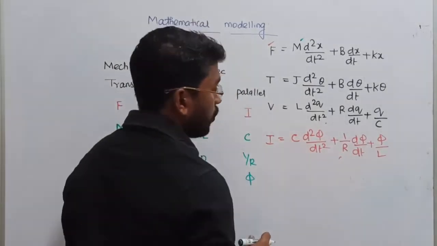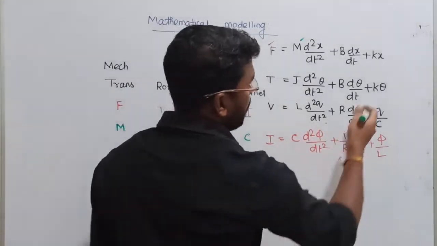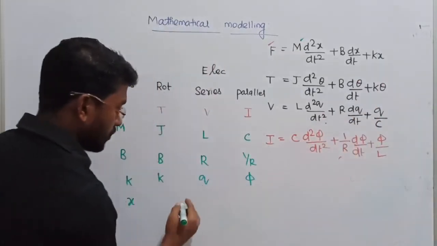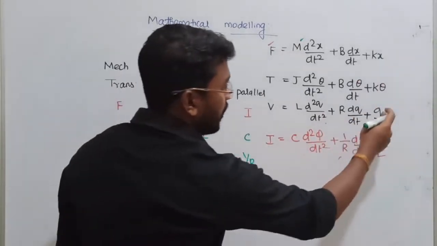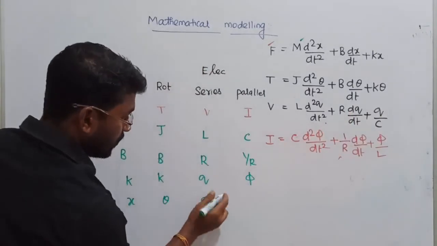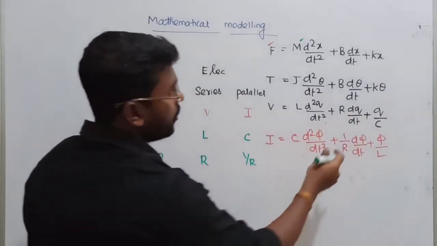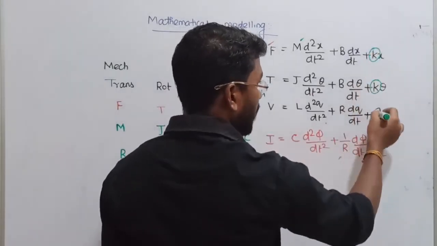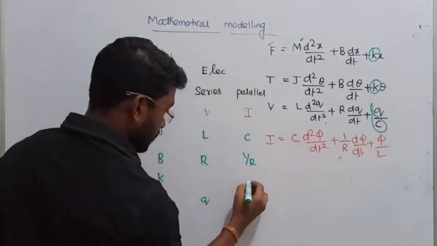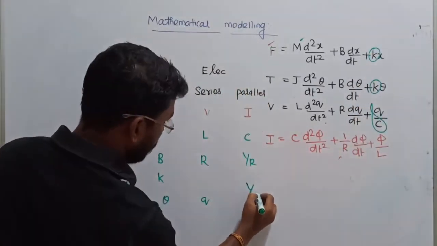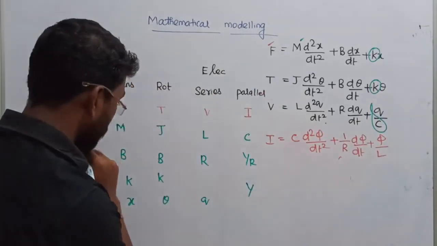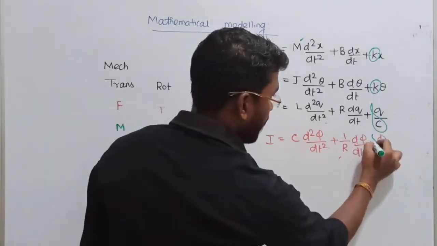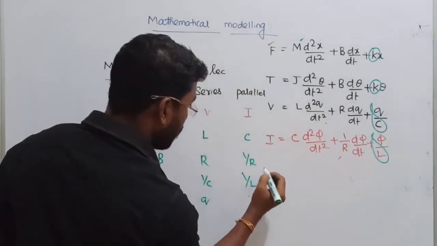At last, let us consider, similarly, that here I am considering displacement x, here displacement is theta, and here displacement is q. Sorry guys, here I made a mistake. The k coefficient is k, here it is 1 by c, and here it is 1 by l.